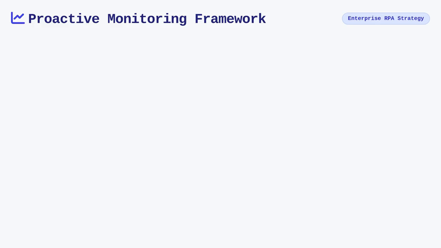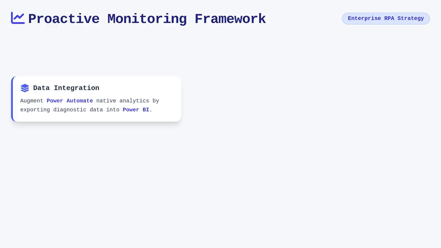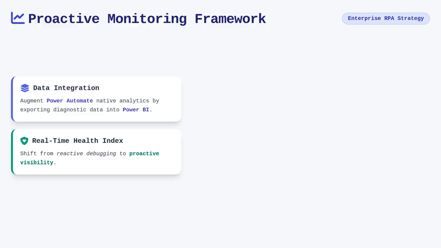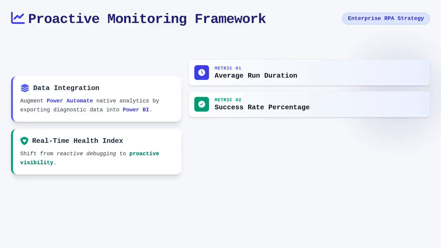Beyond reactive debugging, a mature monitoring framework requires proactive visibility afforded by custom dashboards. Microsoft Power Automate provides native analytics, but you can augment these by exporting diagnostic data into Power BI to construct a real-time health index for your automation environment. By tracking metrics such as average run duration, success rate percentage, and frequency of specific error exceptions, you create a tangible baseline for your service level agreements.